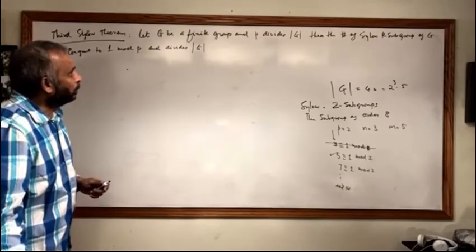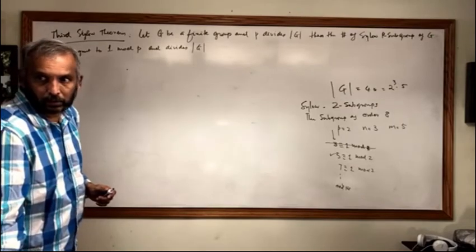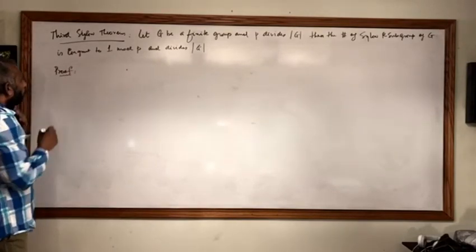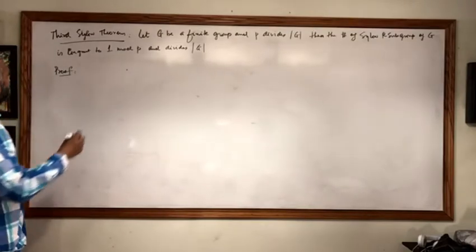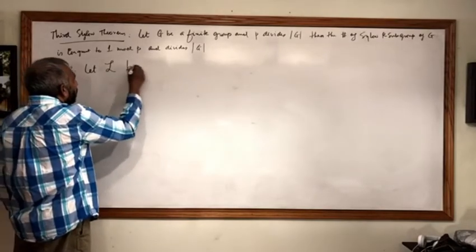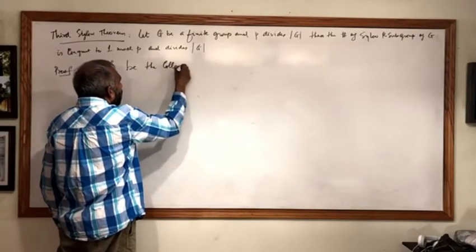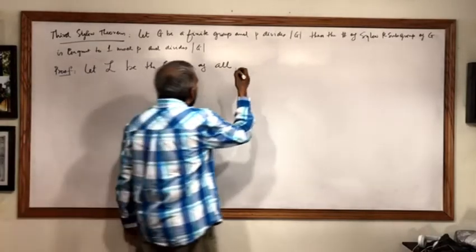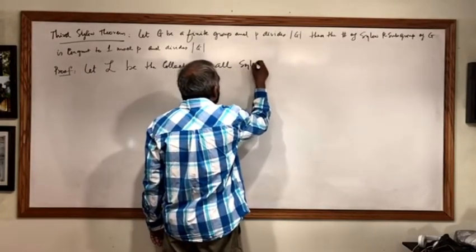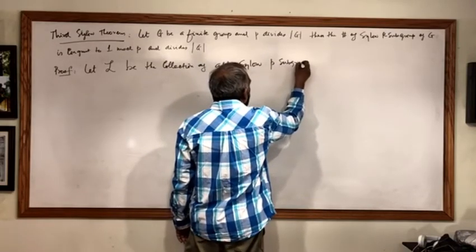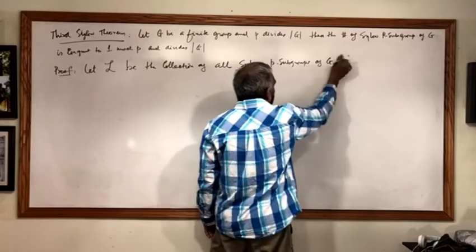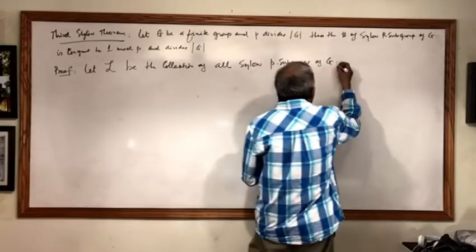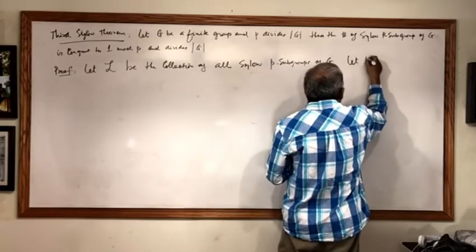Now let us do the proof of this. Proof. Here what we are going to do is let L be the collection of all Sylow P subgroups of G. And we'll take one element from this collection. So let P belong to L.